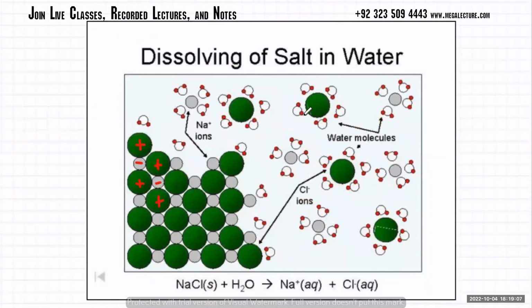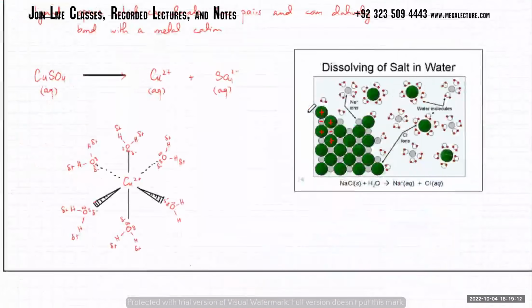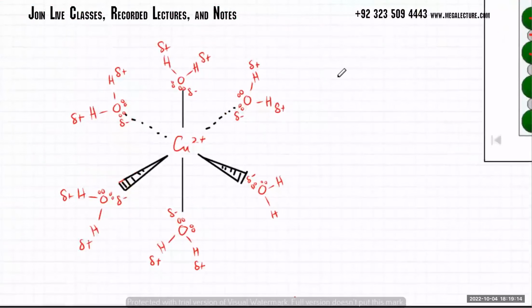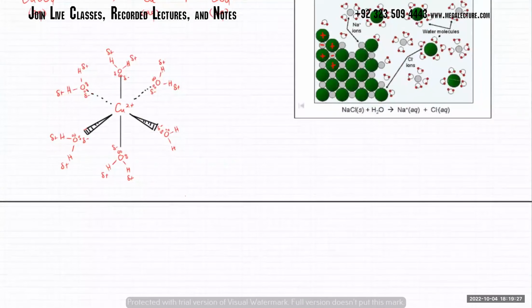That ion will not just be floating around, it would actually be attracting the water molecules. Why? Because water has negative lone pairs and the ion has a positive 2 charge. So a positive 2 charged ion will attract all these lone pairs from all the sides. And that is basically what your metal complex is.